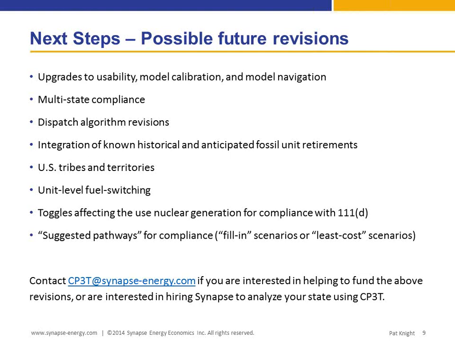We'd like to add in the capability to analyze U.S. tribes and territories and add in unit-level fuel switching. So, for example, that would be to turn coal units into NGCs, things like that. Or rather, natural gas power, not necessarily NGCs. We've also thought about adding in toggles to analyze the effect of changing the way that nuclear generation is handled for the purposes of 111D, and adding in suggested pathways for compliance. So these would be sort of like default scenarios that figure out the least cost option on its own.